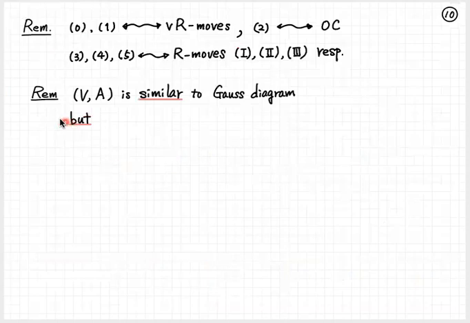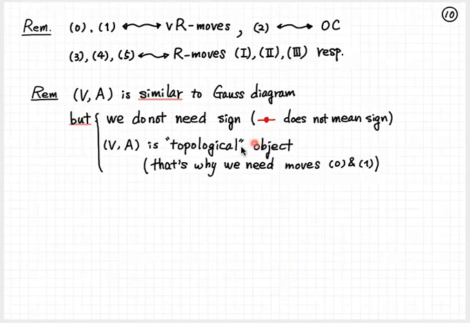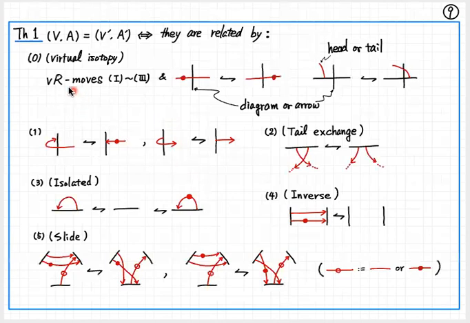So we remark that arrow presentation is very similar to Gauss diagram, but we don't need the sign, while Gauss diagram needs sign. And dot doesn't mean sign. Arrow presentation is rather a topological object than Gauss diagram. So this is why we need move 0 and 1. Move 0 and 1 are here: virtual isotopy and this move.